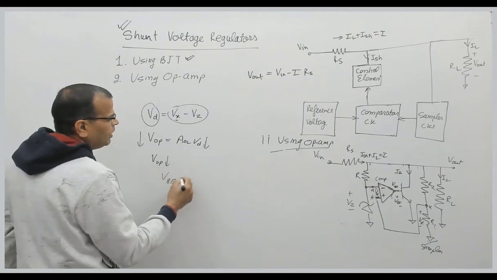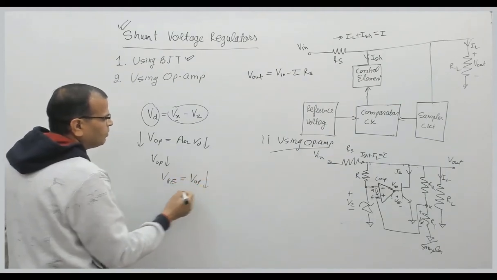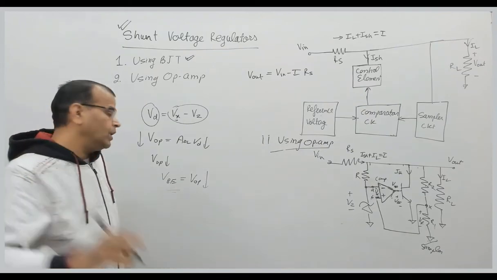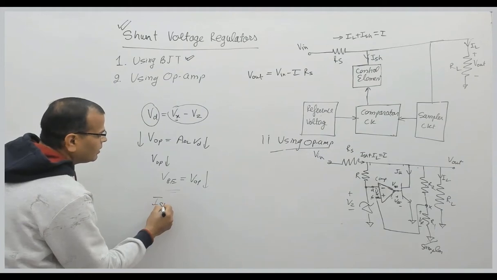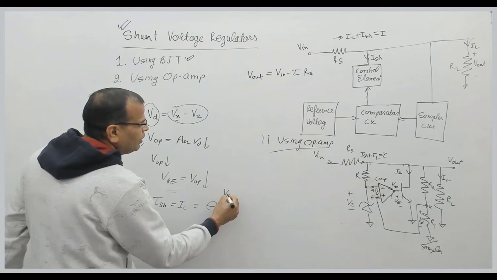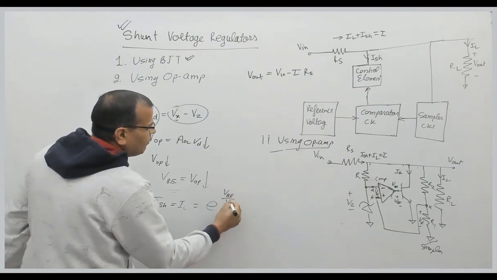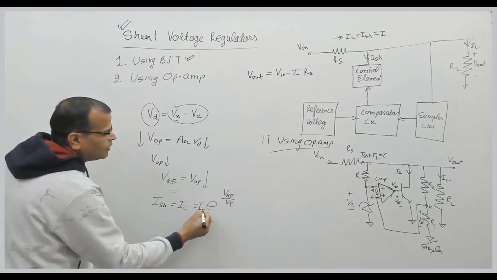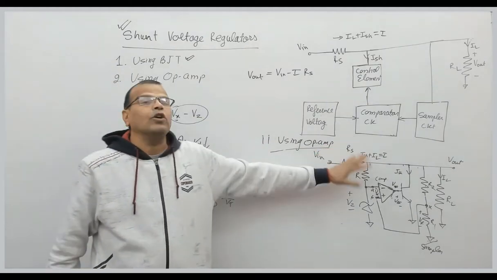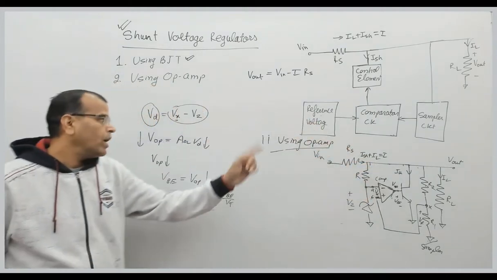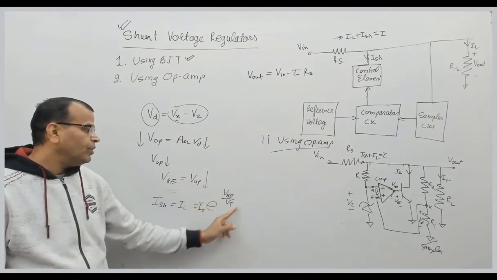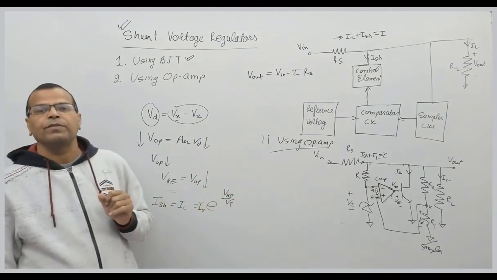And when the op-amp output voltage reduces, VBE is the same as the output voltage of the op-amp, so VBE is reduced. When VBE reduces, we know the collector current, here the shunt current, is given by I shunt equals Is times e raised to the power VBE by Vt, where Is is the saturation current. This expression is very important for understanding the operation of this circuit. When the voltage VBE reduces, this will reduce, that means the shunt current will reduce, right?